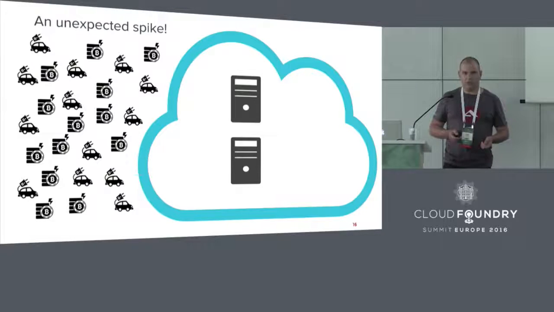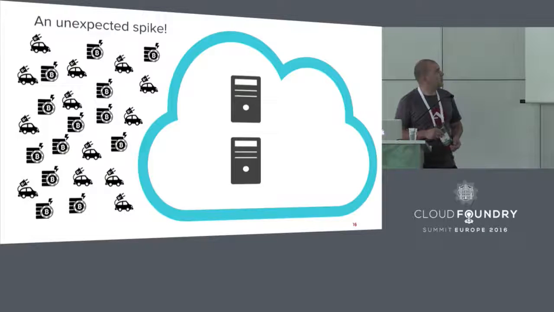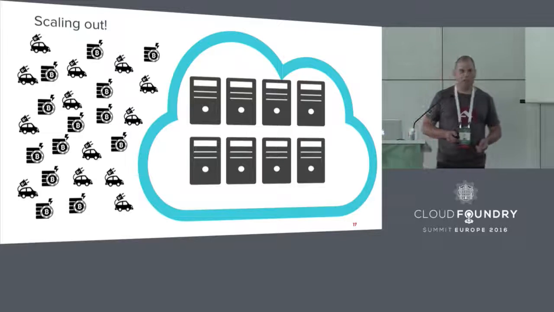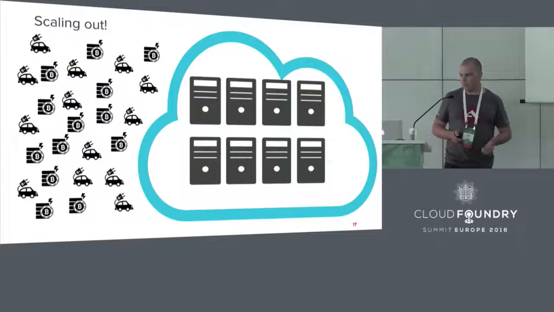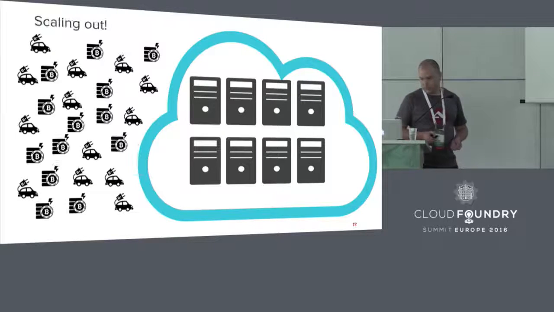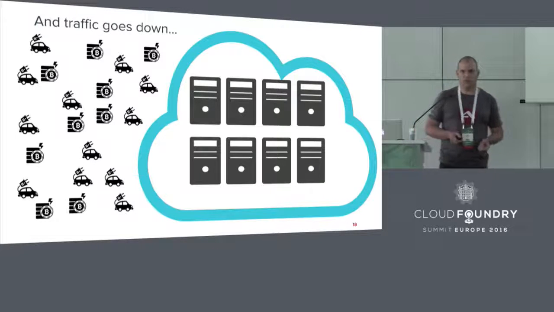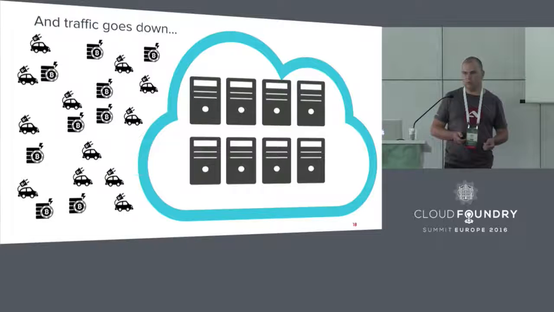And let's imagine that we have an unexpected spike in traffic, and we have many devices, and we may have to scale out to cope with this load. So we scaled out, and at some point in time, traffic goes down. And we have this number of devices, then we have this number of devices, and right now it's a real mess, and we don't understand which servers we shall shut down.